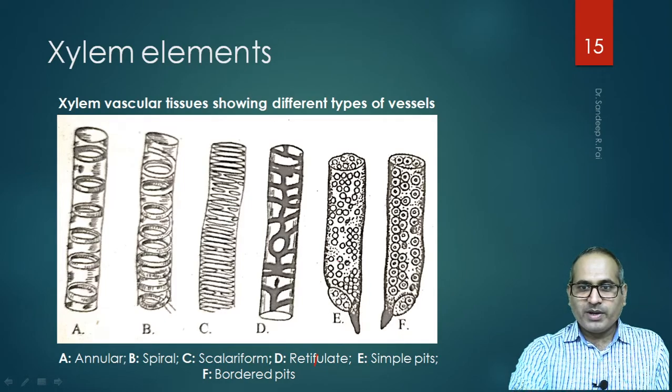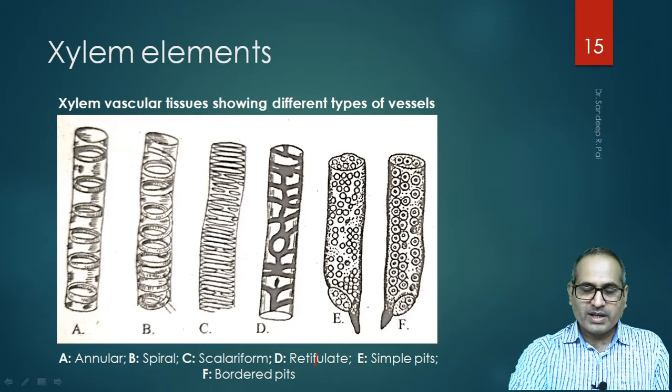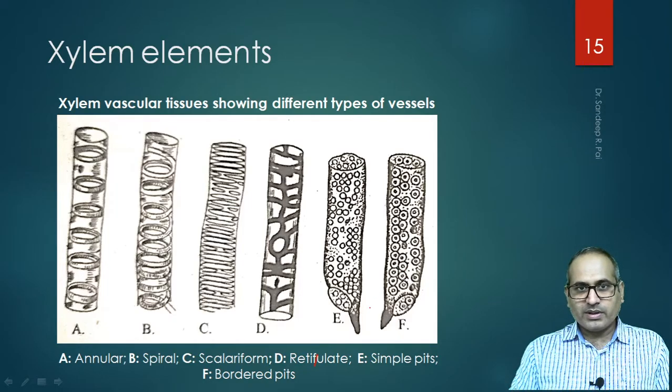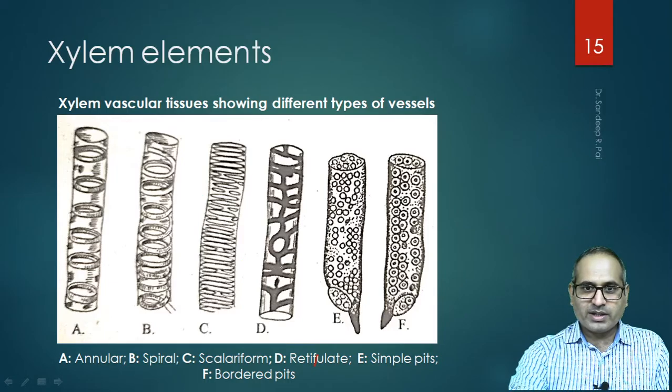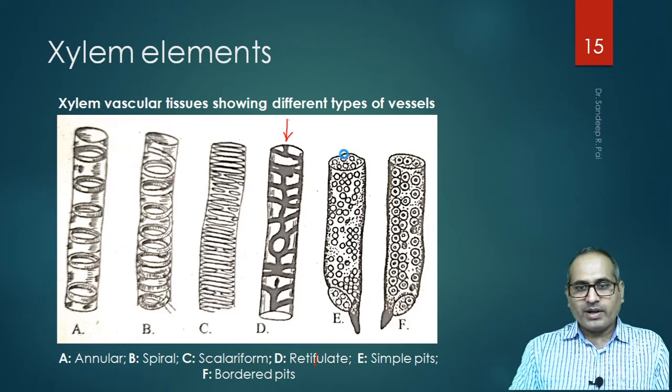E, simple pits. See here the pits are simple. And F is a border pit. So you will have a pit center and then there will be a border around it. So there are border pits. Like the earlier tracheates, vessels also have these many types. The extra type which vessels have is this reticulate.